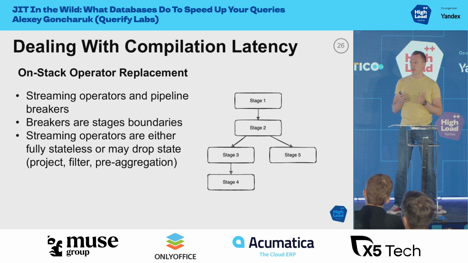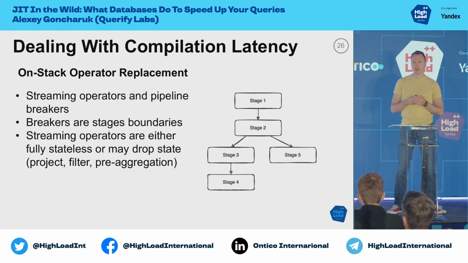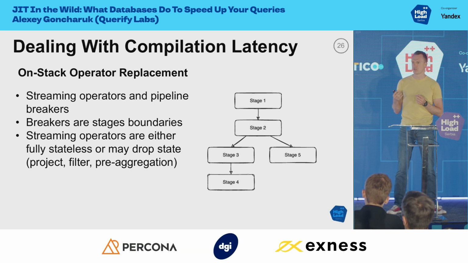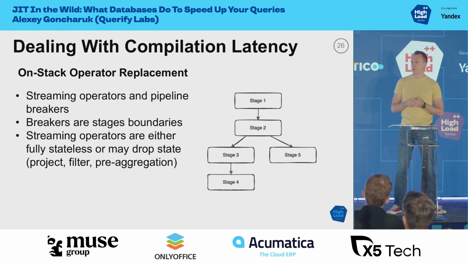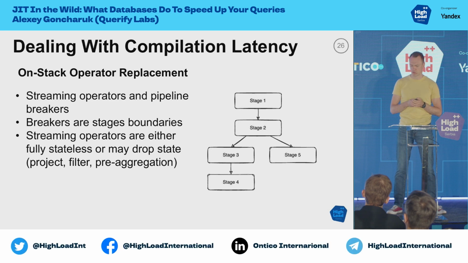Pipeline breakers, on the other hand, need to consume all the input before producing the output. An example of a pipeline breaker is final aggregation, because unless you consume all the rows, you cannot be sure that you will not encounter a row that would update an aggregate value. Another example of a pipeline breaker is a sort operator, because again, you need to collect all the data before producing the final output.